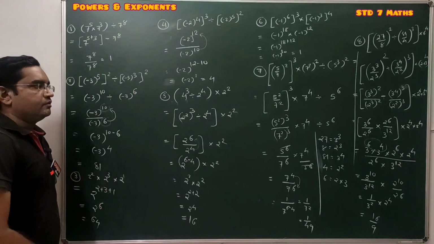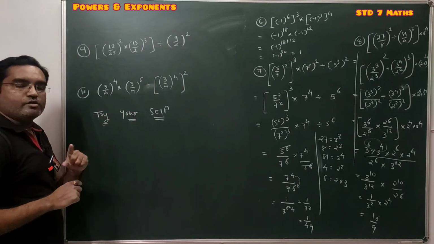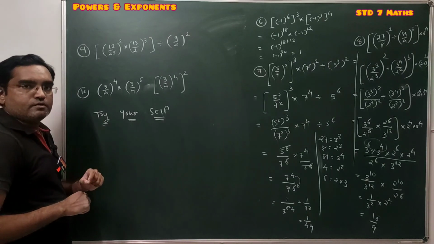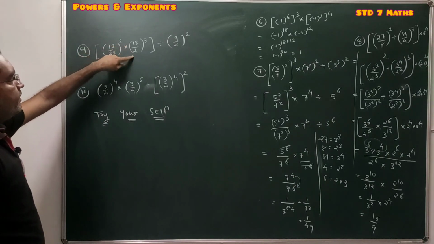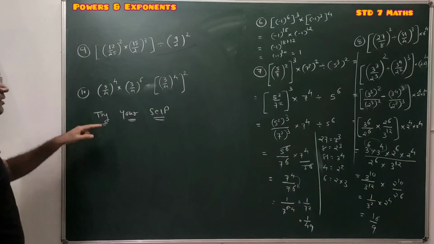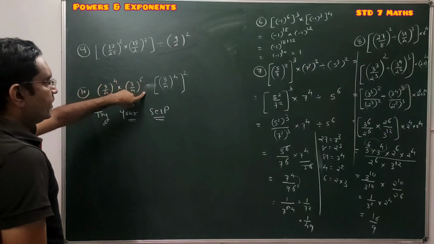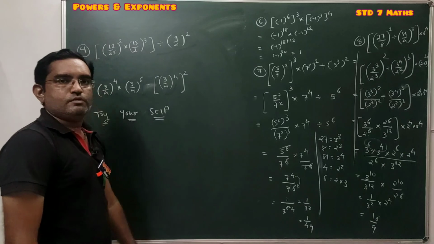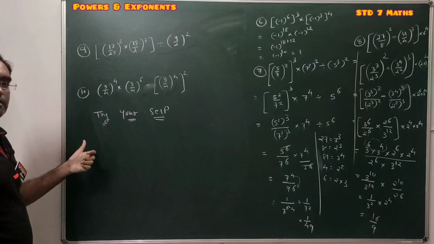Done? Pause the video. Okay students, question number 9 and 10: try these two sums by yourself and write down your answer in our comment box. Question number 9 is (12/25) squared into (15/2) cubed divided by (9/2) whole squared. And question number 10 is (3/4) raised to 4 multiplied by (3/4) raised to 6 divided by (3/4) raised to 4 whose whole power is 2. Try these two sums by yourself and comment your answer in our comment box.